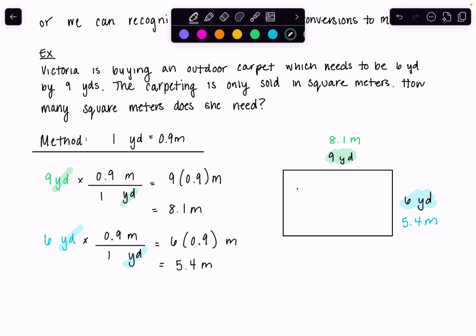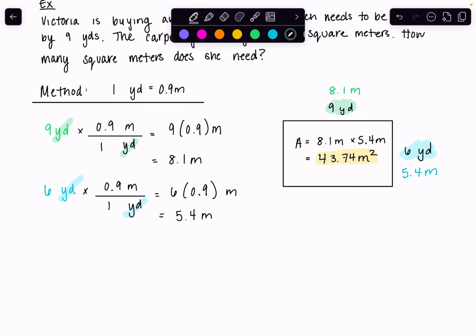So my area in square meters would be 8.1 times 5.4. And if we go through and do that, that would be 43.74 meters squared. If you also need the area in square yards, all you would do is 9 times 6, so it's 54 square yards.